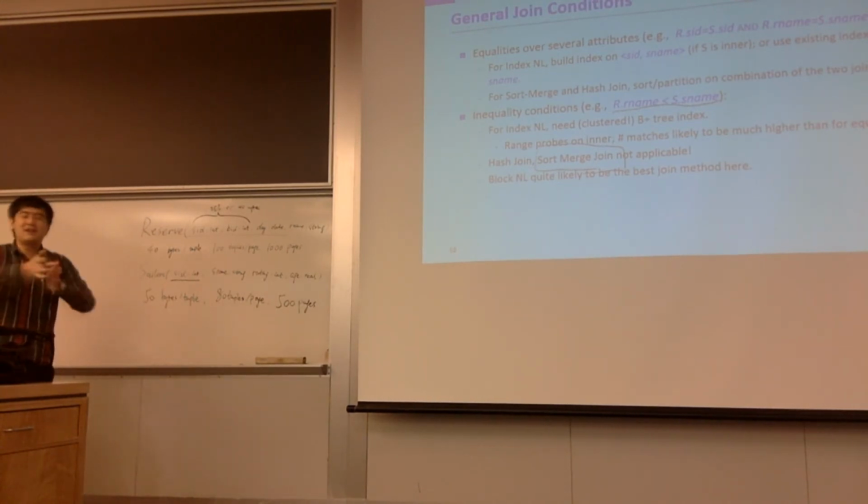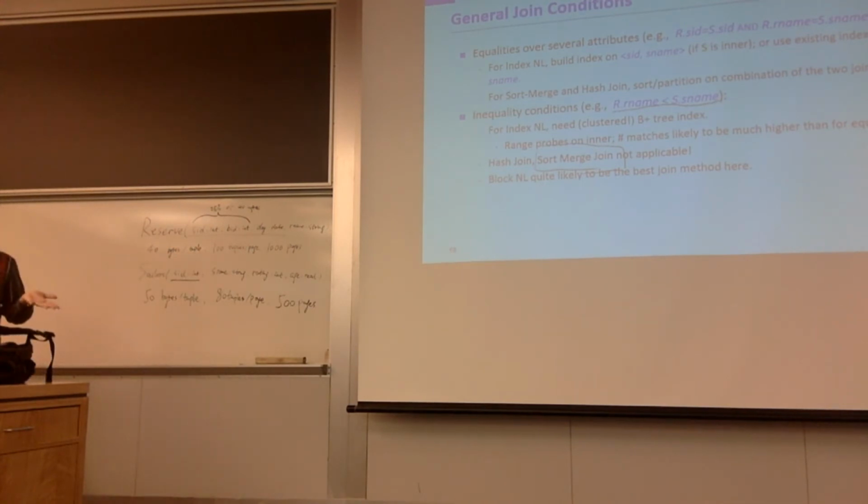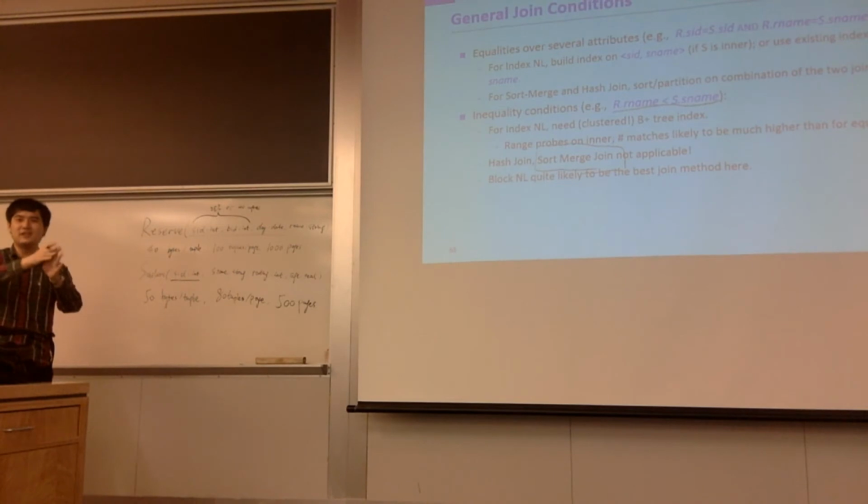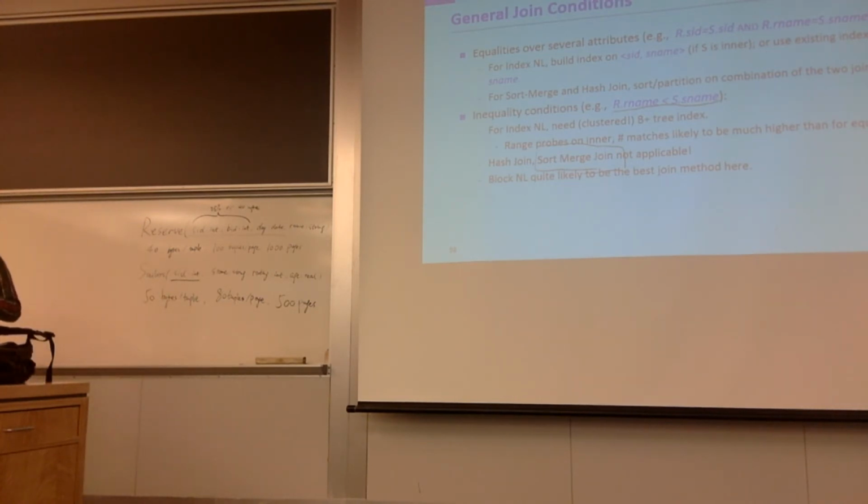If you have an index, or if you have a sorted run, you search for this particular key in S, and everything after that is going to join with this particular tuple. And sort merge join is really not a good choice when you have a large join result.